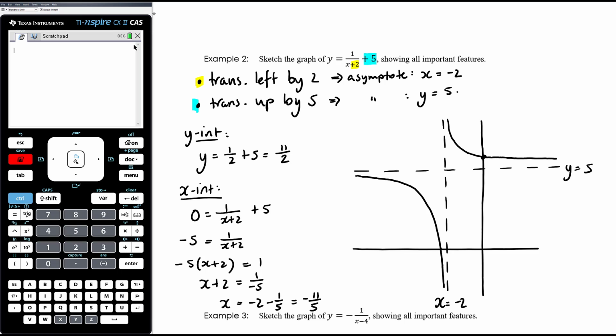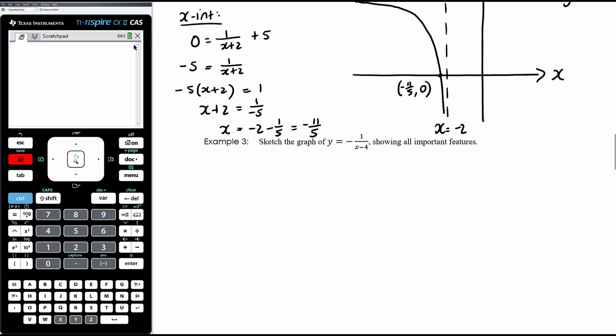Alright, so this is going to be the point 0, 11 on 2. And this is the point negative 11 on 5, 0. So we've got asymptotes drawn as straight dashed lines labelled with equations. We've got all axis intercepts labelled, and we've got our x and our y-axis with our hyperbola drawn in.